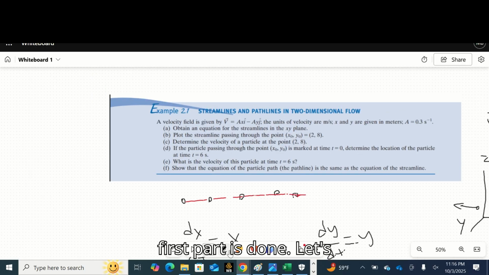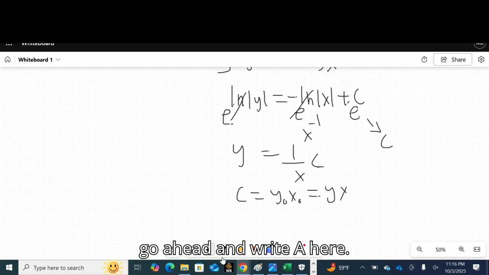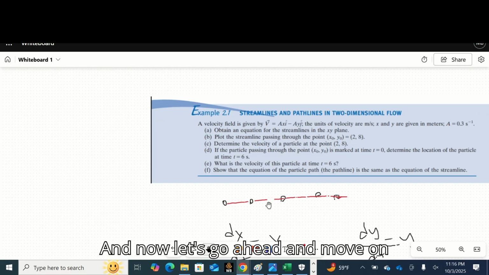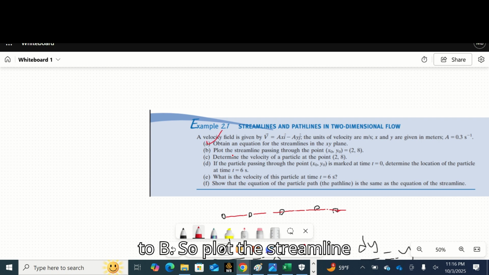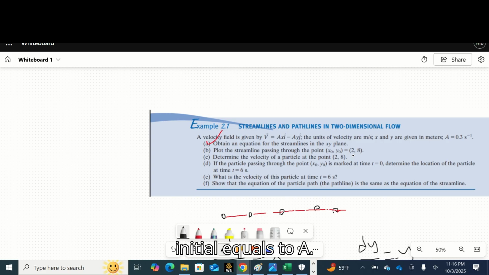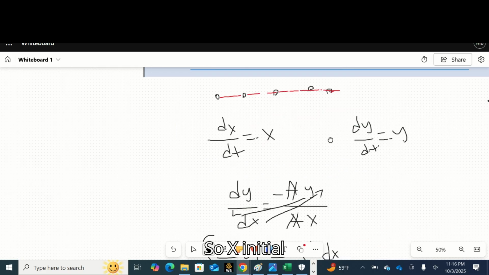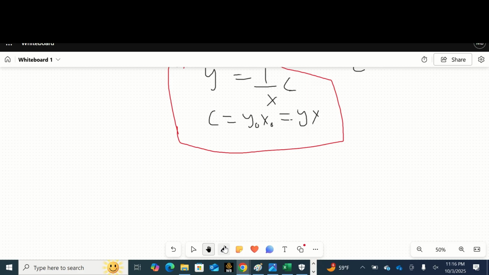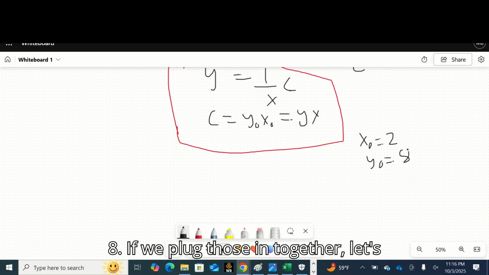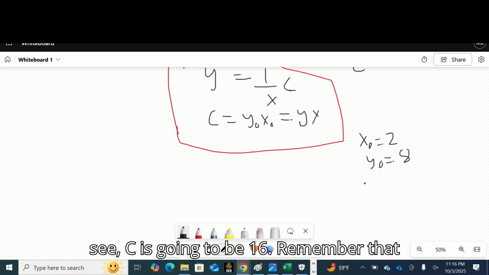So first part is done. Let's go ahead and write a here. And now let's go ahead and move on to b. So plot the streamline passing through the point x initial, y initial equals 2, 8. So x initial is going to be 2, y initial is going to be 8. If we plug those in, we get that c is going to be 16.